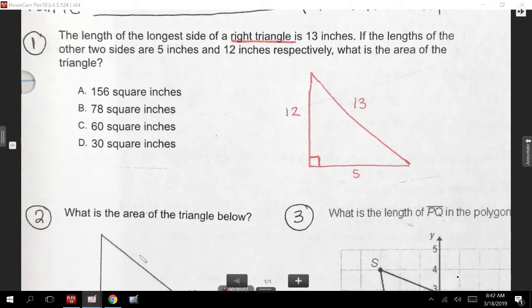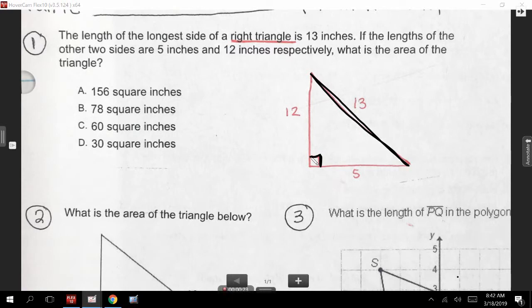Right, so for number one, we knew this was the right triangle because we knew this long side was 13, since it does say up here that the longest side is 13. And then my other sides are 12 and 5. It doesn't matter that they match as long as they are the sides that are on the right angle.